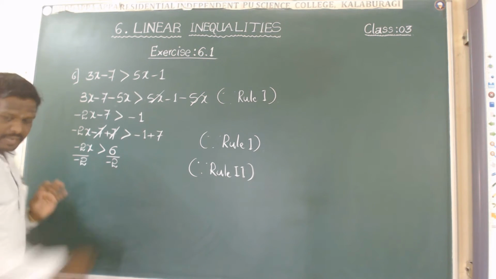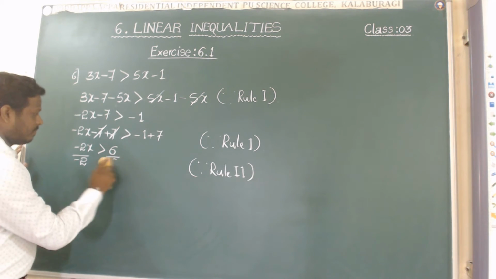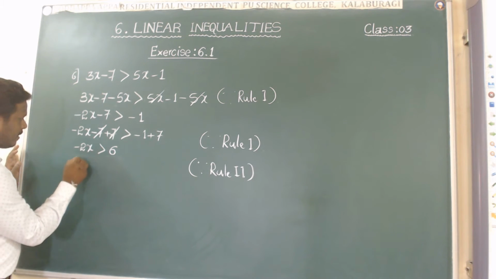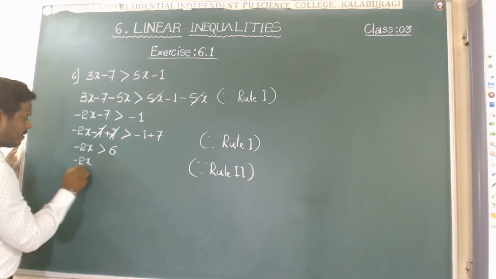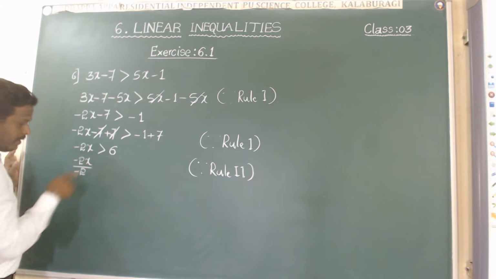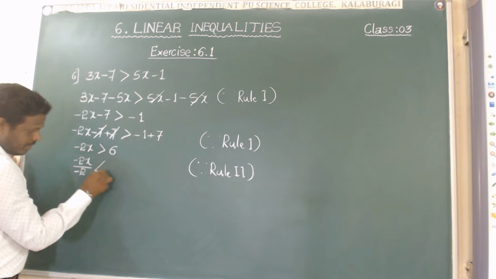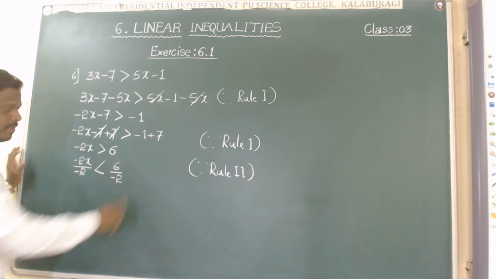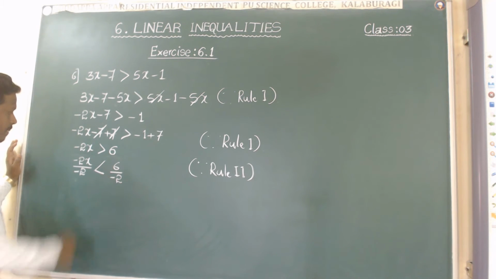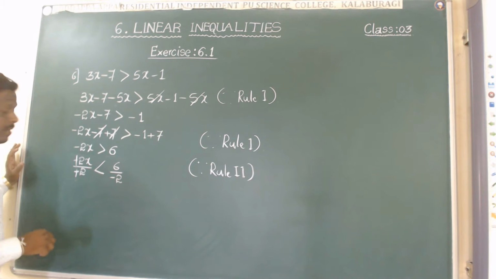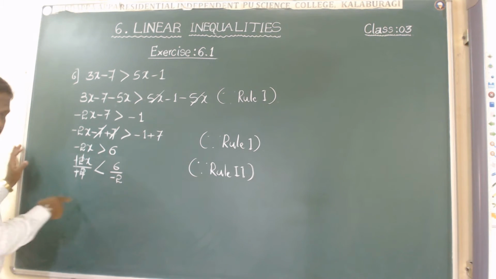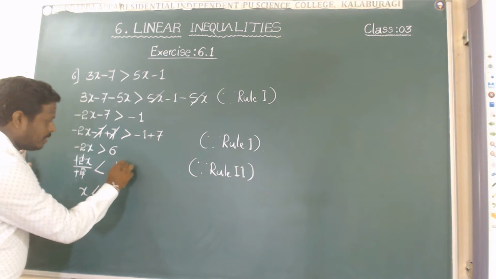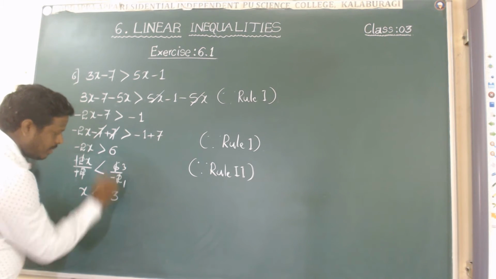I will write one more step here, that is minus 2x by minus 2. When dividing by minus 2, the sign will be reversed here, 6 by minus 2, by the second rule. Now simplify. Minus gets cancelled, it becomes positive, and x is left here. And here 2 threes are 6, so minus 3 will come here.